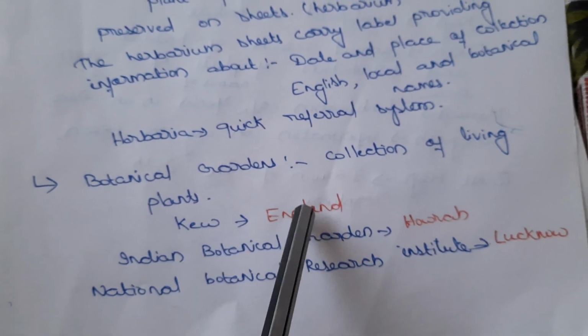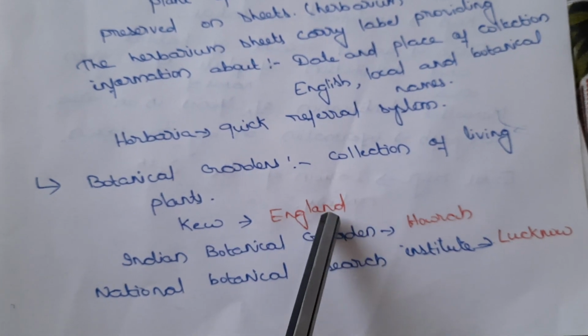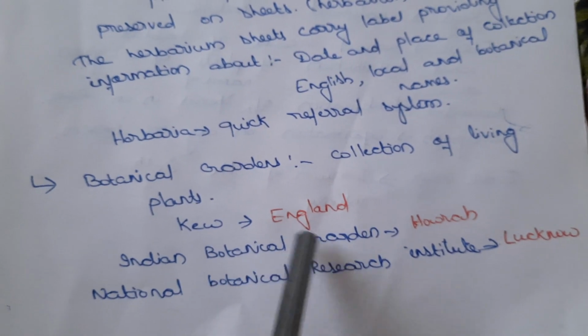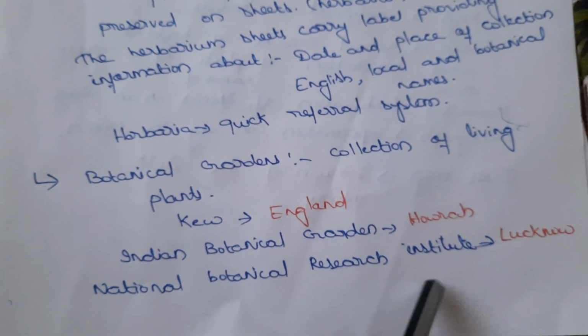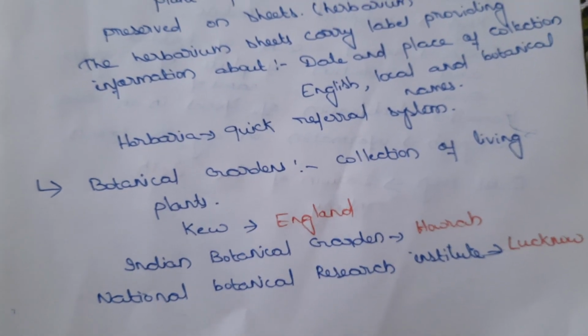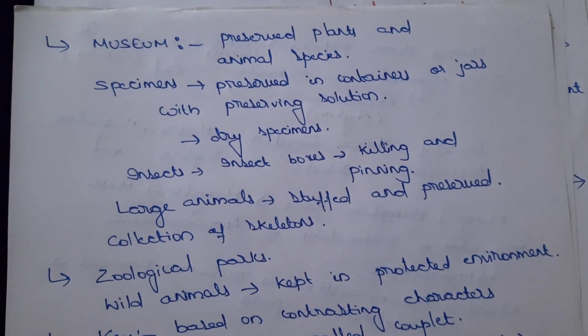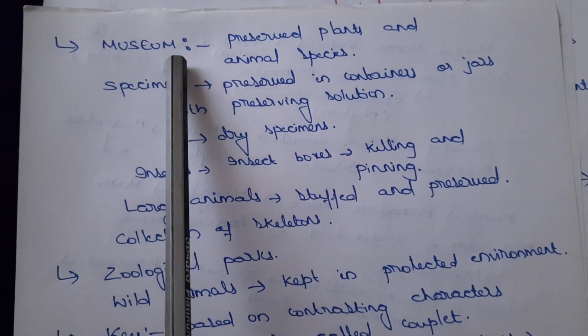That is Kew Botanical Garden. It is situated in England. Then Indian Botanical Garden, situated in Howrah. National Botanical Research Institute, situated in Lucknow. The next taxonomic aid is museum.